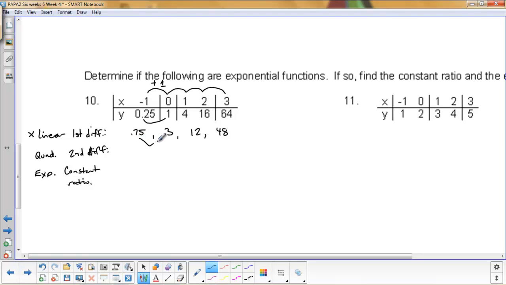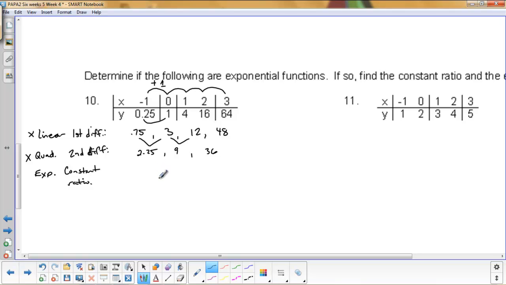Now I'm going to go from 0.75 to 3, and that's going to be 2.25. From 12 to 3 is 4. Sorry, 9. Let's do some subtraction, shall we? And from 12 to 48 is 36. The second difference is also not constant, so that means that it is not quadratic either.